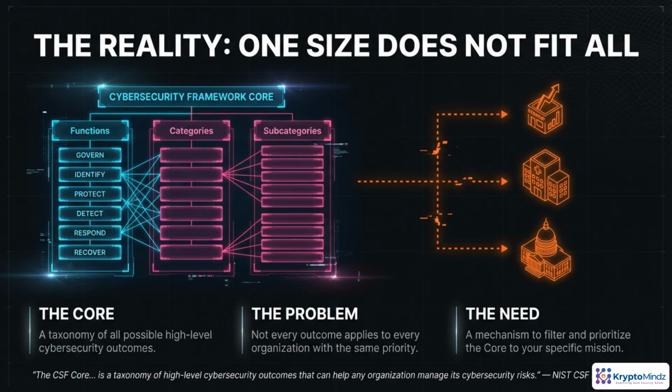NIST CSF 2.0 gives you a large catalog of possible cybersecurity outcomes. That's powerful, but not every outcome matters equally for every organization. A hospital, a SaaS startup, and a government agency face very different risks. So we need a way to filter, prioritize, and tailor the core to a specific mission and context.